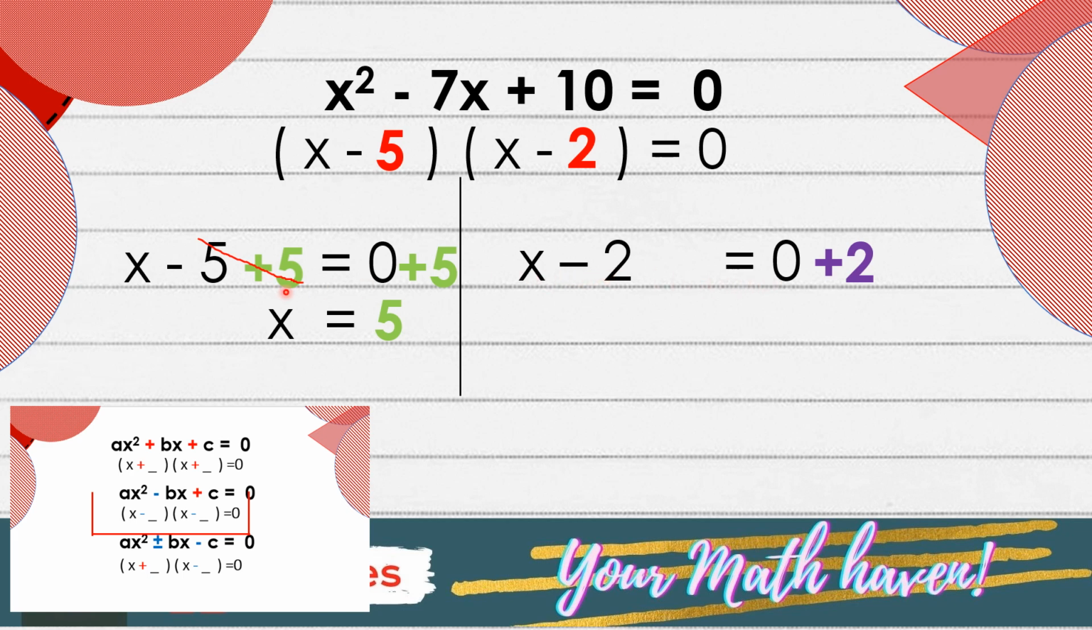And the same thing that we have done on this equation, we are going to make negative 2 on this side be equal to 0. To do that, we are going to add both sides by positive 2. So negative 2 plus 2, that is 0. So x minus 0, that is x. And 0 plus 2, that is 2. So our roots are positive 5 and positive 2.